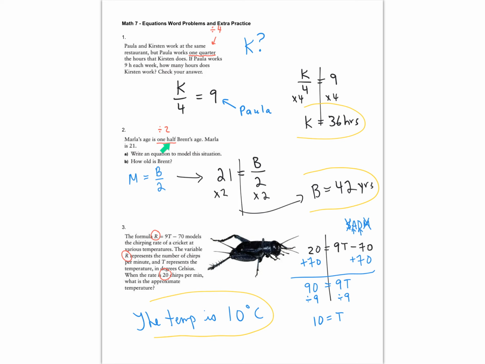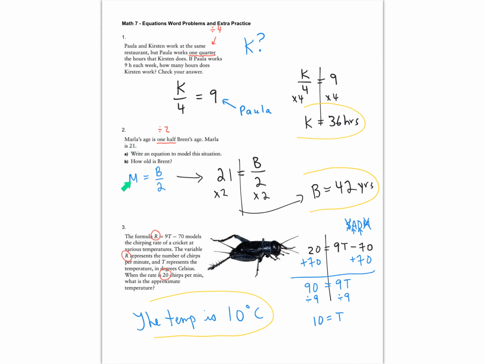So 1/2 means that we're dividing by 2. Okay, 1/4 meant we're dividing by 4. 1/2 means we're dividing by 2. We're trying to find out how old Brent is. So B is going to be the unknown. They told us Marla's age is 21. Okay, so this is the scenario here.